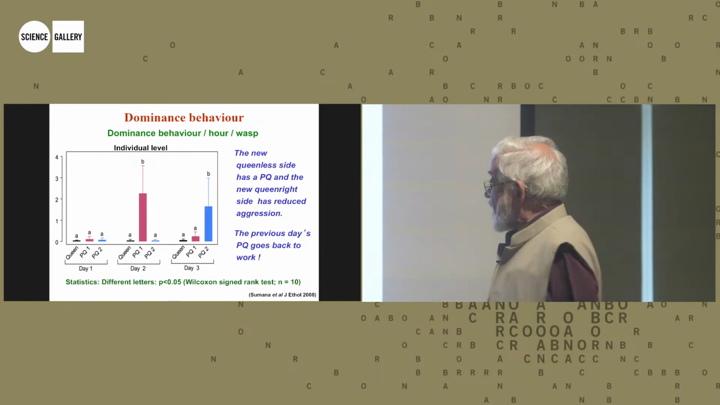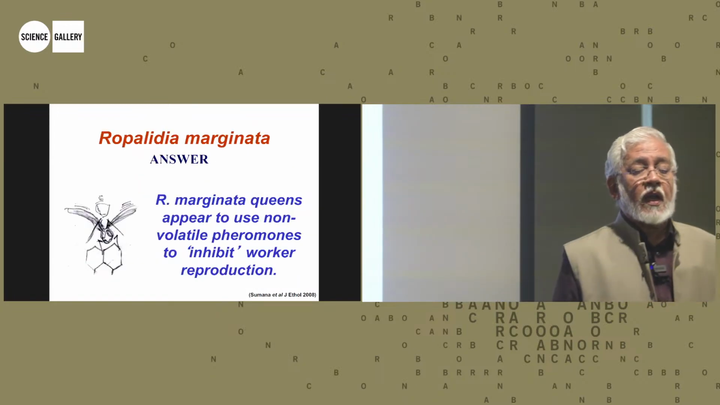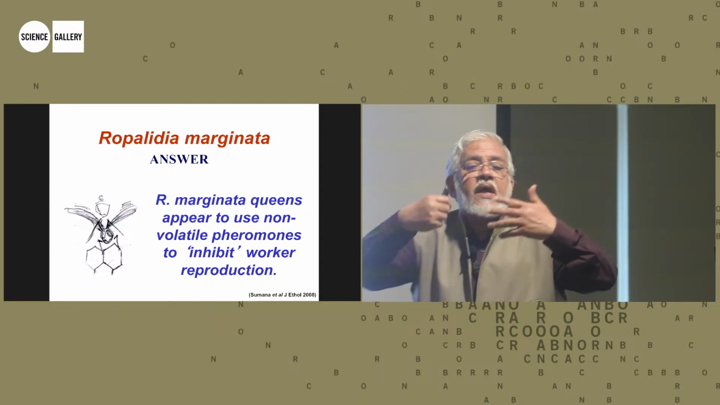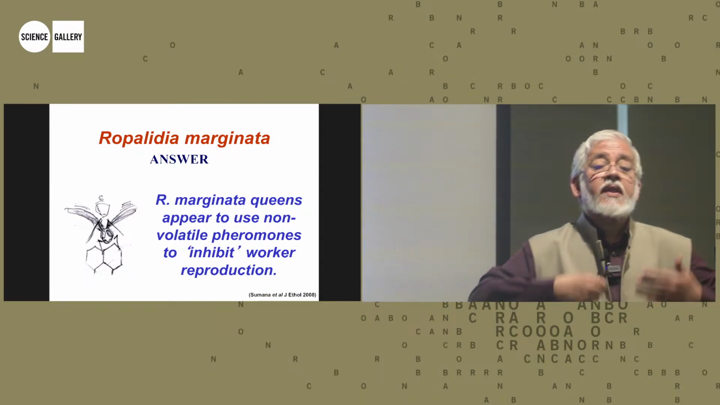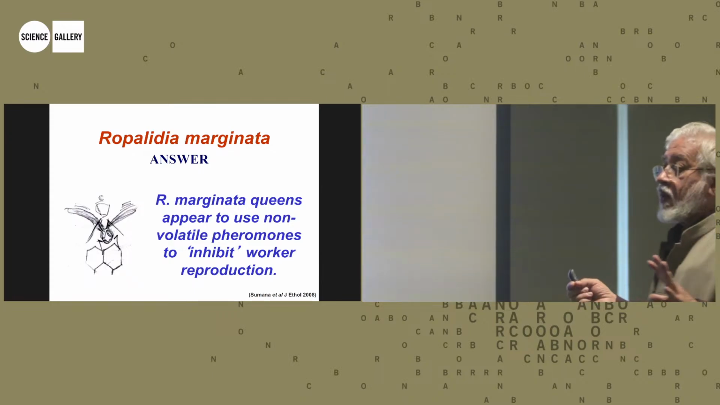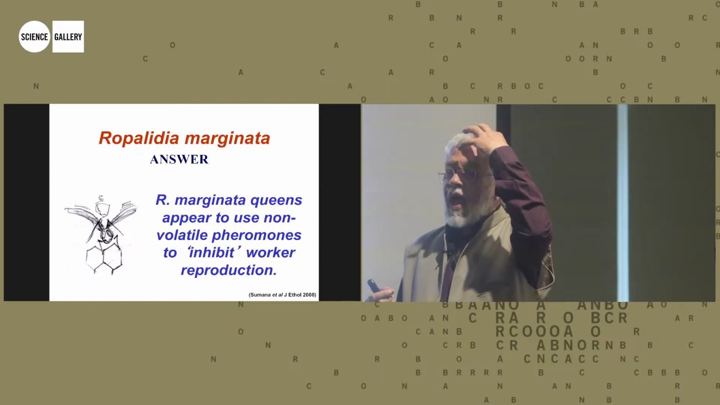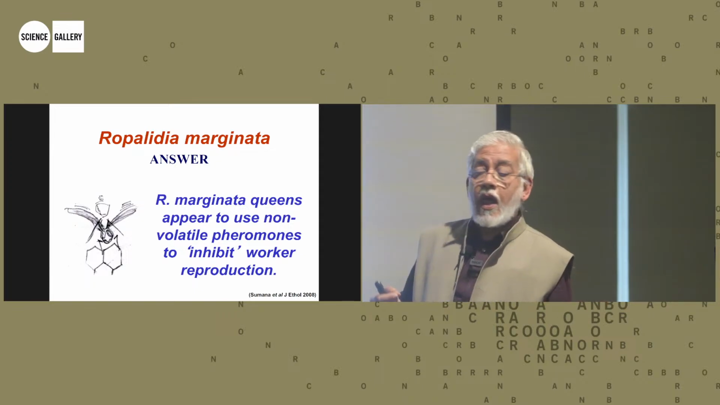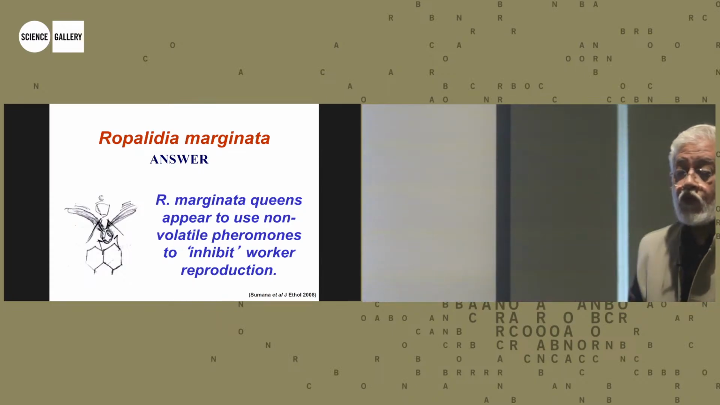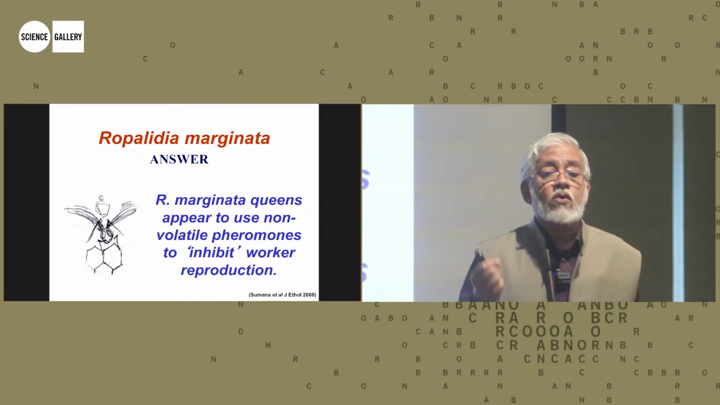So our answer is that Ropalidia marginata queens appear to use non-volatile chemicals. These chemicals, which are produced in the body but released outside the body to have an effect on other individuals, are called pheromones. Some of you may be familiar with the word hormones. A hormone is a chemical produced in one part of the body and has an effect on some other part of the body. A pheromone is produced in one individual and has an effect on another individual. So this queen produces a non-volatile pheromone through which she controls other workers.